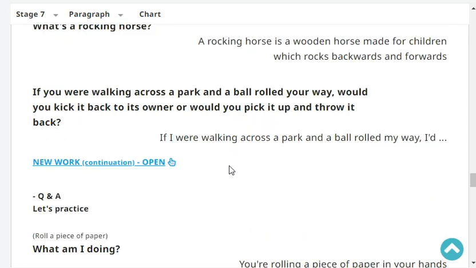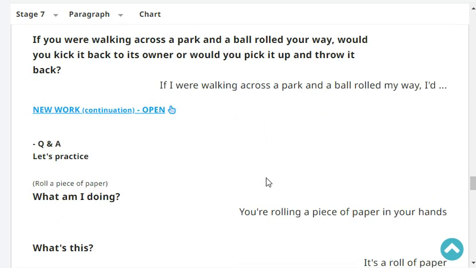If you were walking across a park and a ball rolled your way, would you kick it back to its owner, or would you pick it up and throw it back? If I were walking across a park and a ball rolled my way, I'd pick it up and throw it back to its owner.